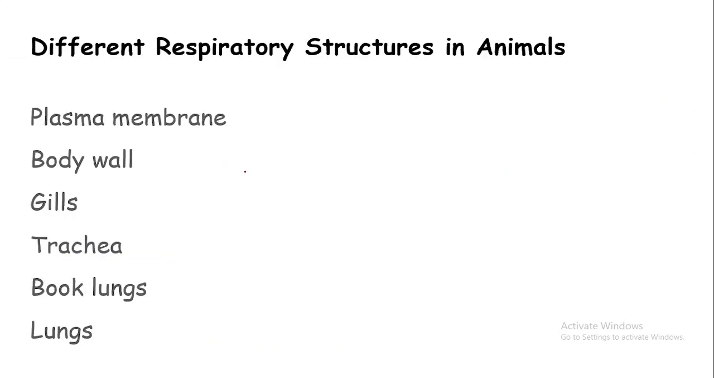Next is different respiratory structures in different animals. The most primitive animals, let us just take the example of amoeba, because it's the favorite organism of most biology teachers. They can draw it anyway. So, different respiratory structures in animals. First one is the plasma membrane. As I mentioned, in these primitive organisms that do not have any specialized structures, the plasma membrane acts as a surface for exchange of gases.